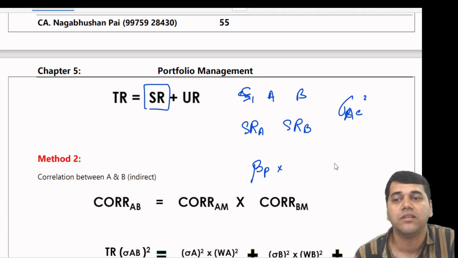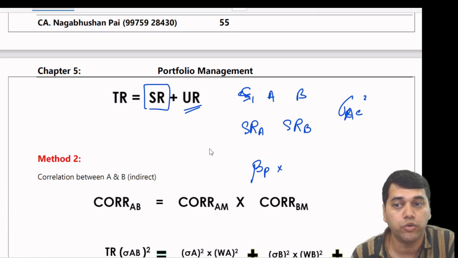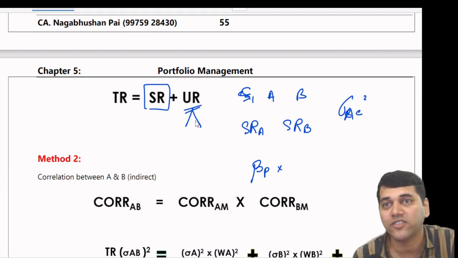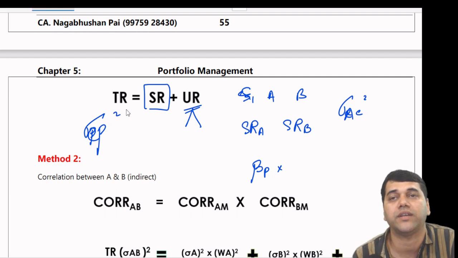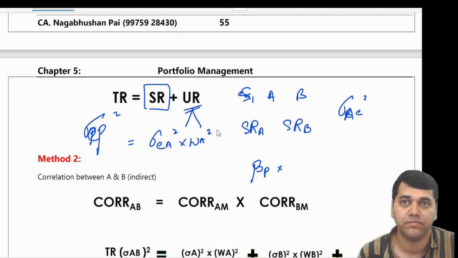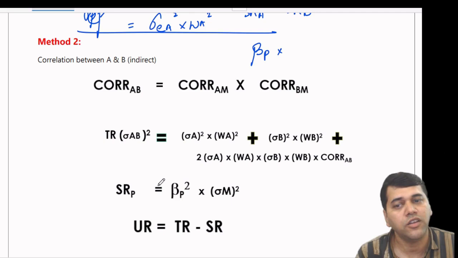But when it comes to the portfolio, you have 2 methods. Method number 1: since the unsystematic risk of each individual stock is already available, you take the weight square of it, and you get the unsystematic risk of the error portfolio squared. The only difference here is that when you take error of A, you have to multiply with the weight of A square. That's the only difference. This is method 1. Now if you say, sir, I don't want this method, then you can do it with one more method, using the correlation of AB.